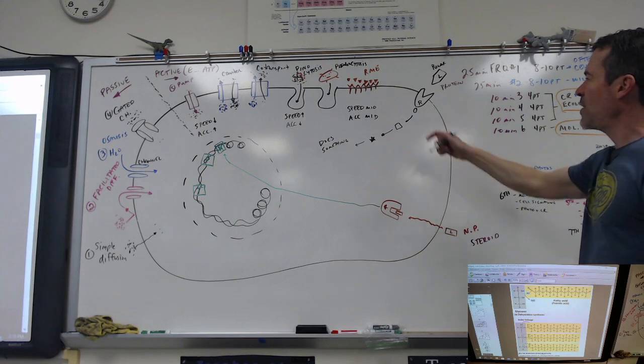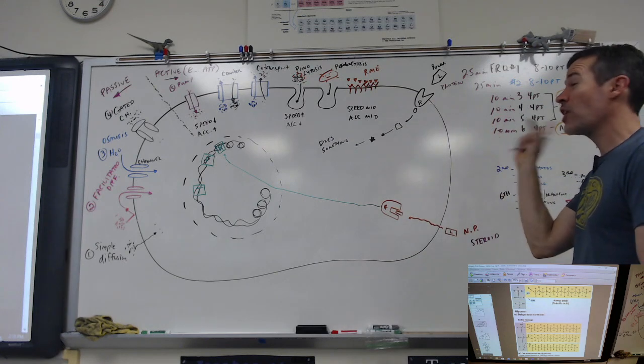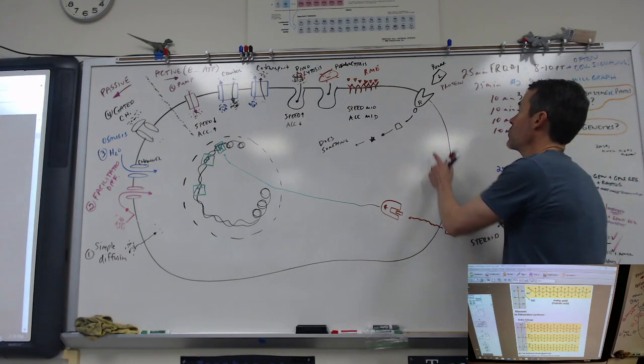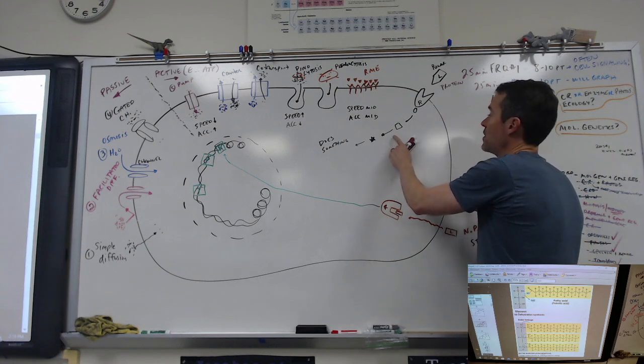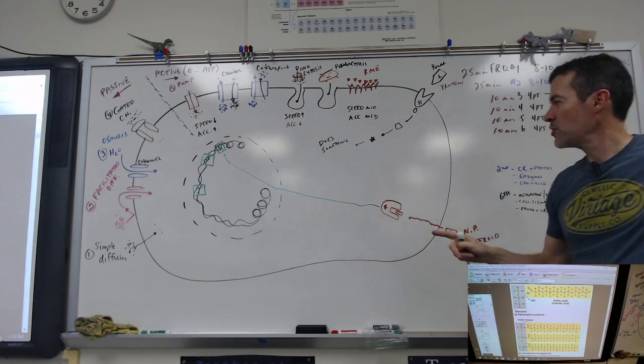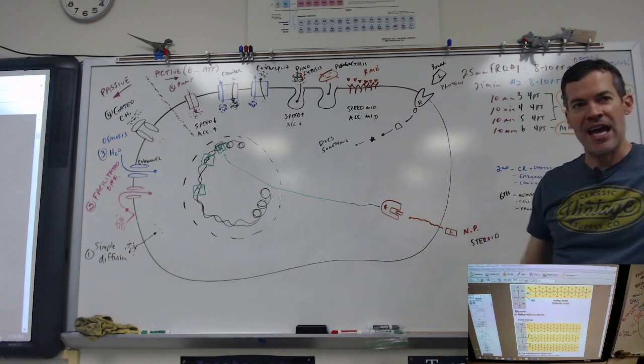What else can I add to my picture there? I have reception. I've got transduction, which in this case is a protein activating a protein, activating a protein. What else could I say about this that I can add?